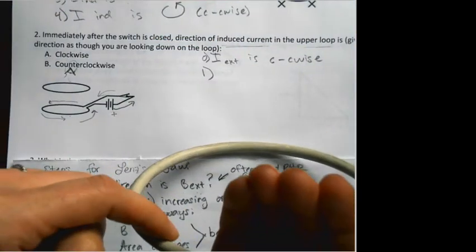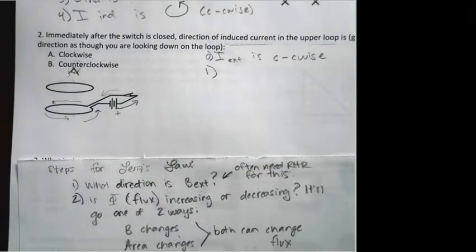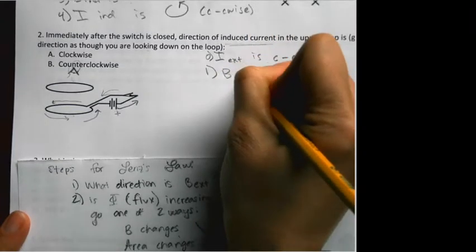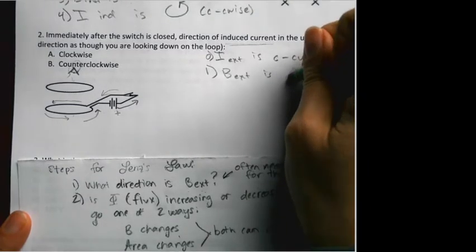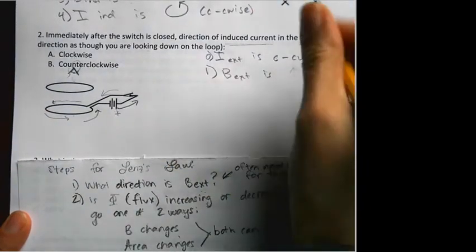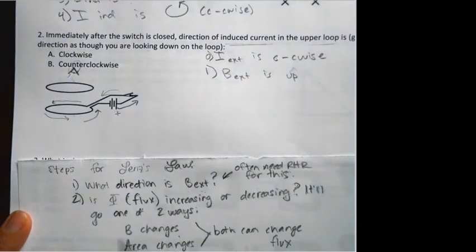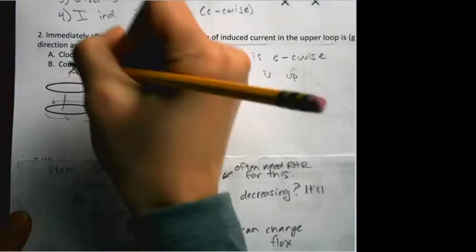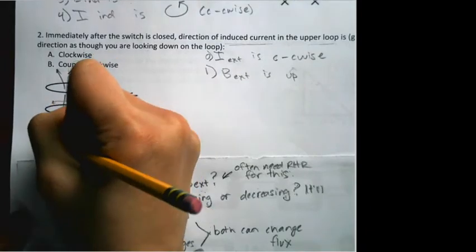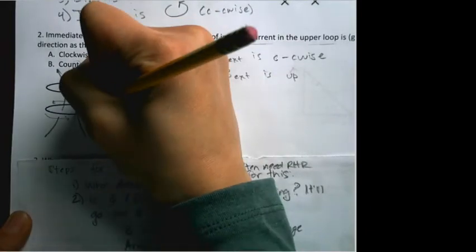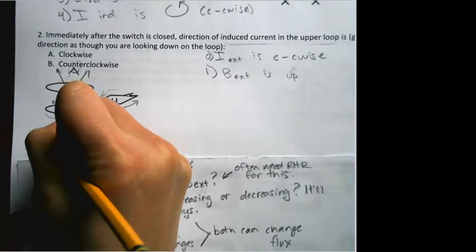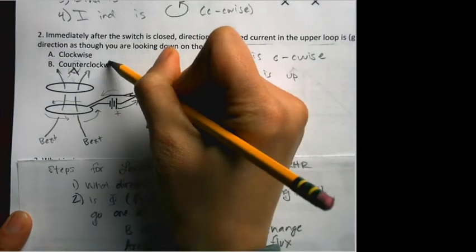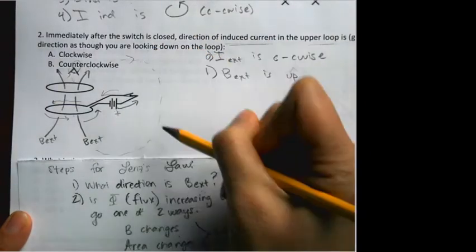We're interested in what's going on in the middle of the loop because that is where the magnetic field is the strongest. So we will say that B external is up. Rather than drawing an arrow up, because that makes it seem like it's increasing in strength, I'm going to say up. Here's my B external. Of course, the magnetic field isn't just pointing up; it's going in these circles that look like this.